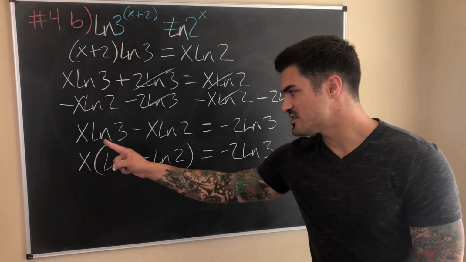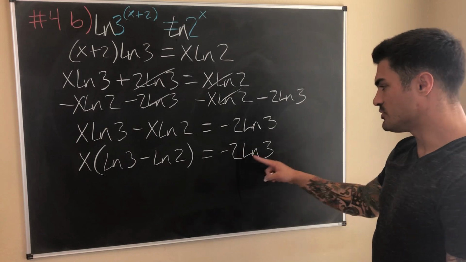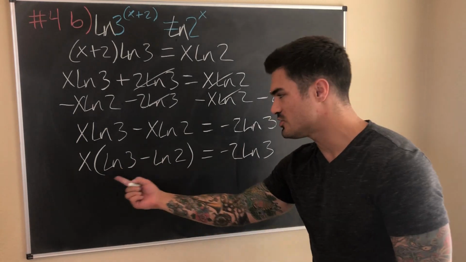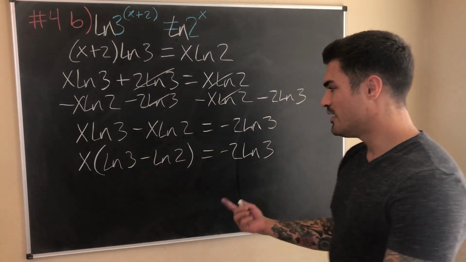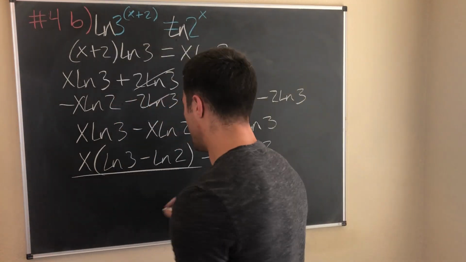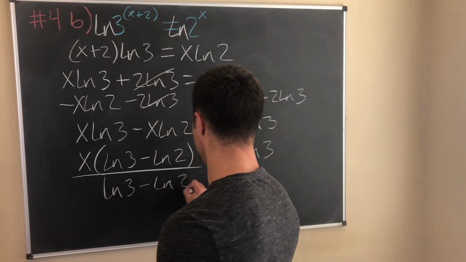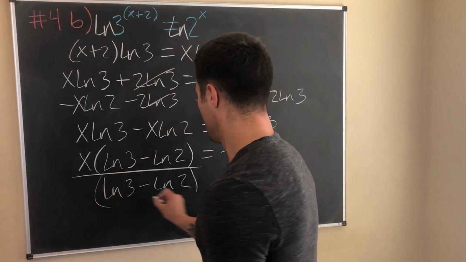So now we have x times something equals something. We can just divide, right? Divide both sides by ln3 minus ln2. That's still just a number, even though it looks long and intimidating. We can still just divide by the whole thing. So if we divide by ln3 minus ln2, right?